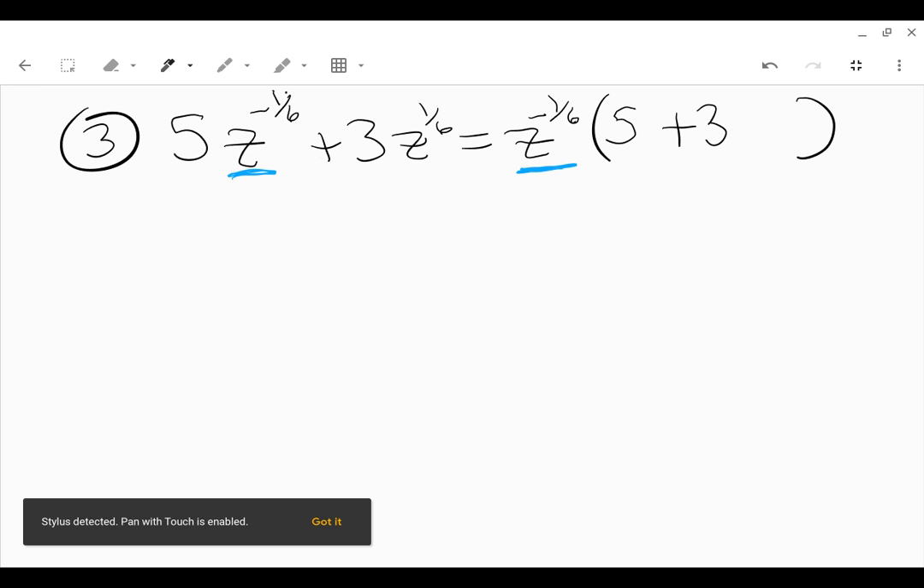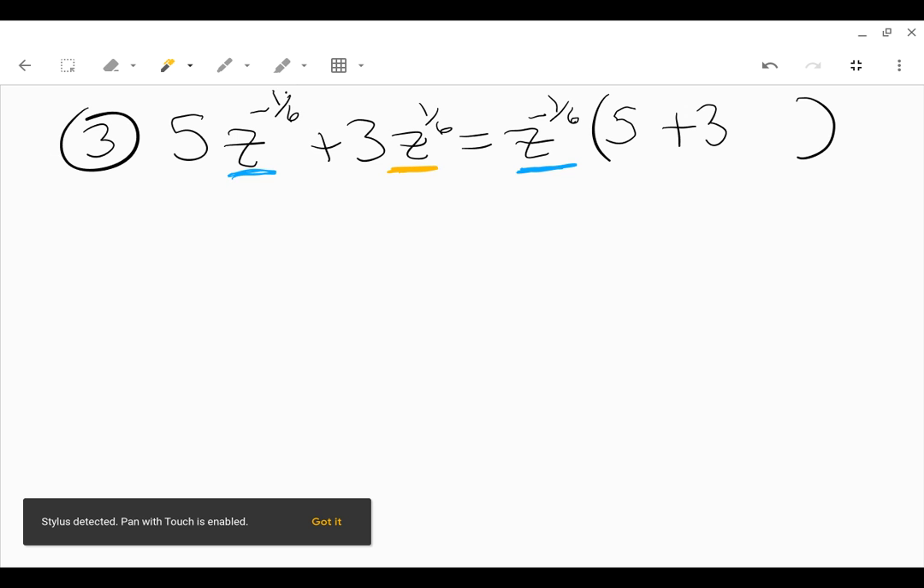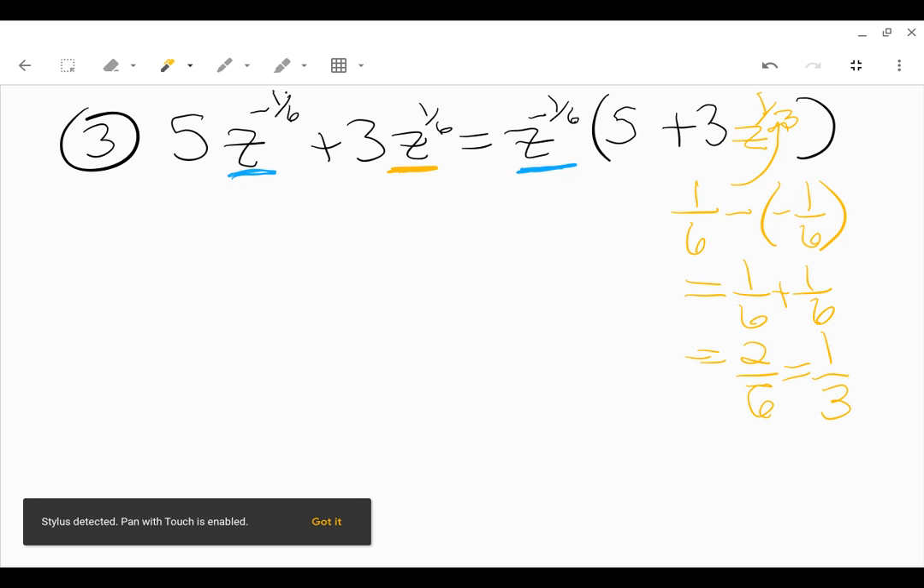Now we had z to the positive 1/6 here. I factored out z to the negative 1/6, so the power that's left over here will be the original exponent 1/6 minus the negative 1/6 power that was factored out. So that actually becomes a plus, right? 1/6 plus 1/6. So that's 2/6, which reduces to 1/3. So this is the 1/3 power. And I know these are all getting a little bit messy, so I'll write my final answer a little more clearly here.